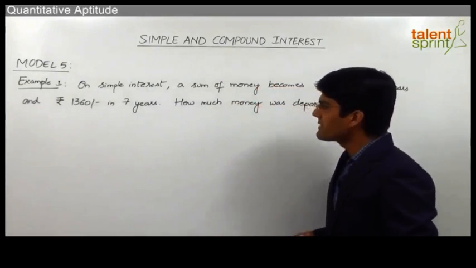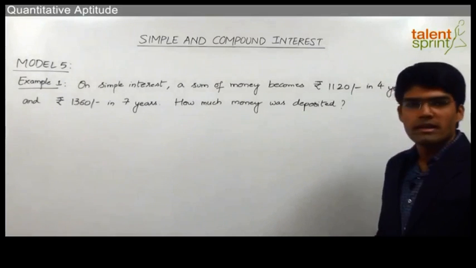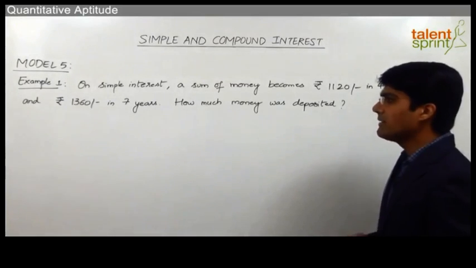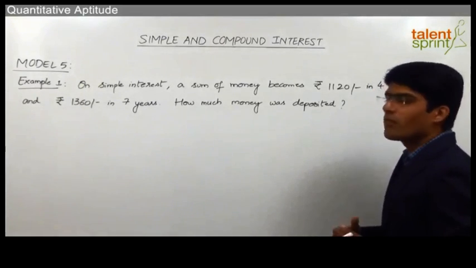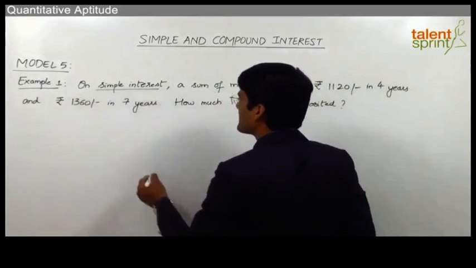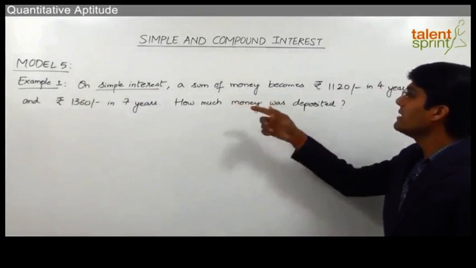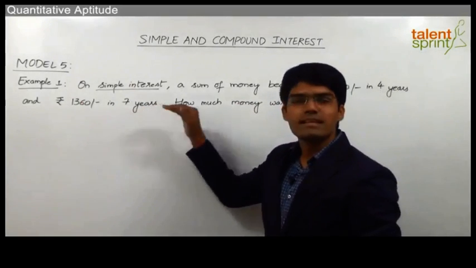On simple interest, a sum of money becomes rupees 1120 in 4 years and rupees 1360 in 7 years. How much money was deposited? So as you can see here, the given case is for simple interest and it says a sum of money becomes 1120 in 4 years and 1360 in 7 years.